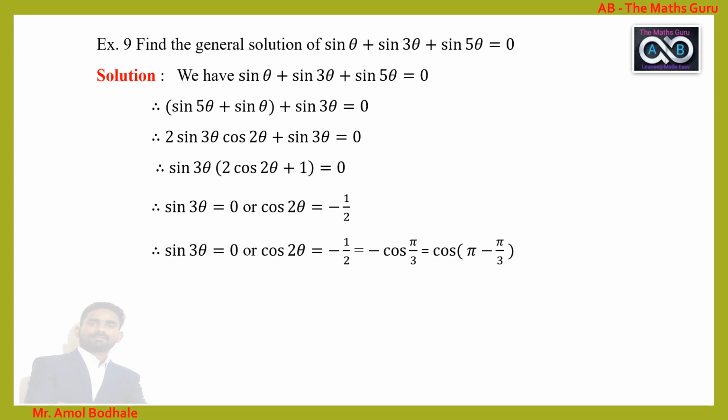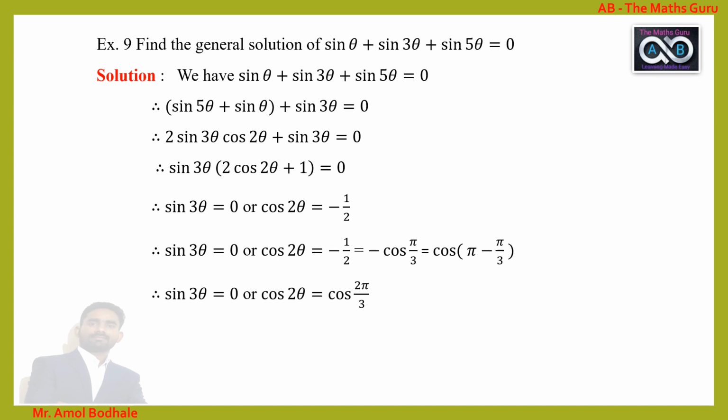So this sin 3 theta is equal to 0 as it is. Cos of 2 theta is equal to minus 1 by 2. And we know that cos of pi by 3 is half. But this negative cos value can be converted in terms of positive. So we know that cos is negative in the second quadrant, and the angle that lies in the second quadrant can be written as pi minus theta. So minus cos of pi by 3 can be written as cos of pi minus pi by 3.